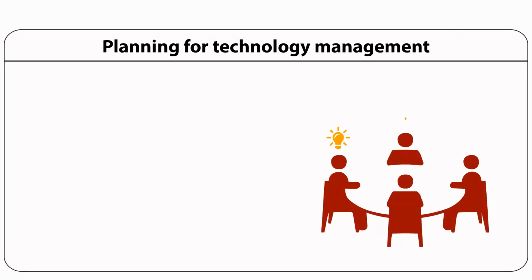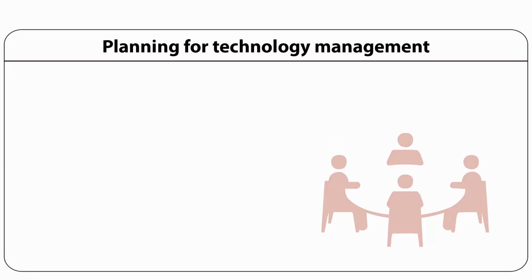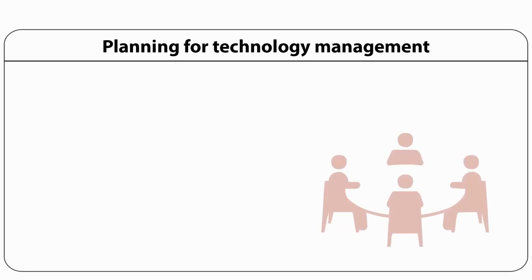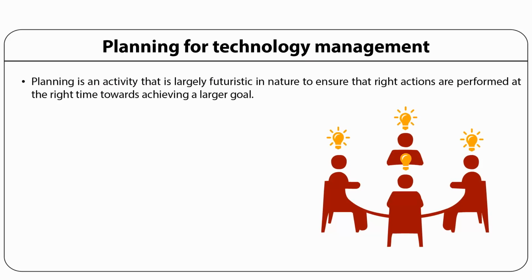When we talk about technology management, the first step in technology management is planning. Now, planning, as we know, is something we do for any activity that we embark on in libraries, or for that matter, for any activity that we undertake. Planning is an activity that is largely futuristic in nature, and to ensure that right actions are performed at the right time towards achieving a larger goal.